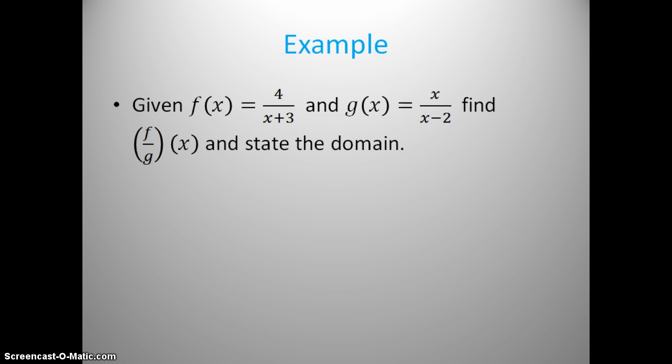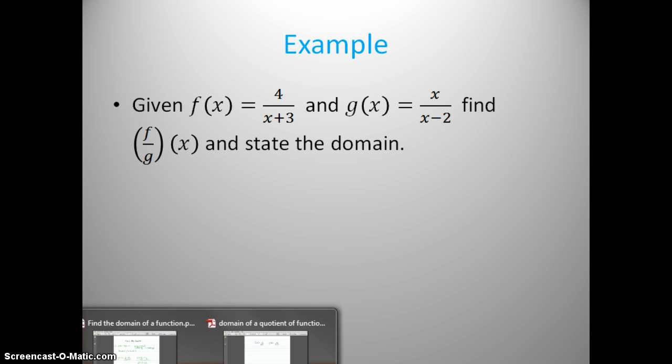So here in this example, we have two functions. f of x is equal to 4 divided by x plus 3, and g of x is equal to x divided by x minus 2. We're going to define the quotient f over g of x and state the domain. If you want to take a moment and try this one on your own, and then come back and take a look at the solution just to see how you did.